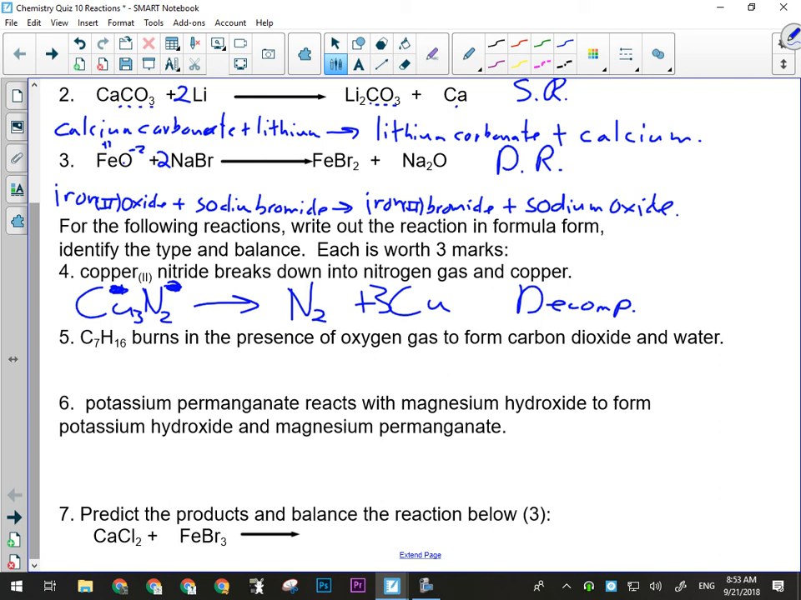All right, number 5, I have, this is heptane, C7H16, and guys, on a test, if I gave you one that was beyond our prefixes that we've learned, I would just write it out like this, okay? So you have C7H16, and it is burning in the presence of oxygen. Is oxygen special? Okay, to produce carbon dioxide and water. Okay, what kind of reaction is that? Combustion.